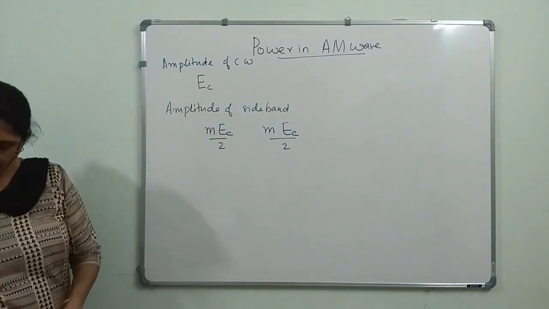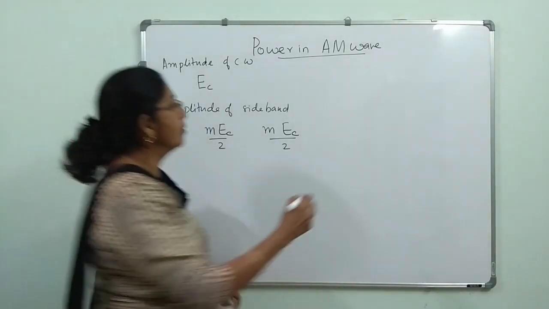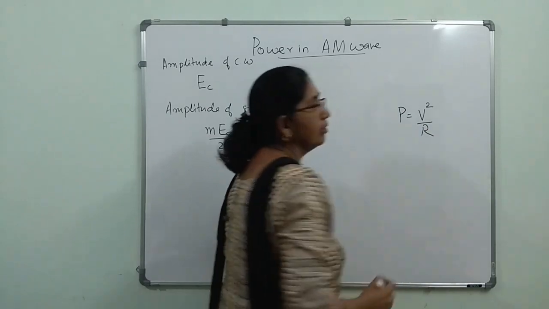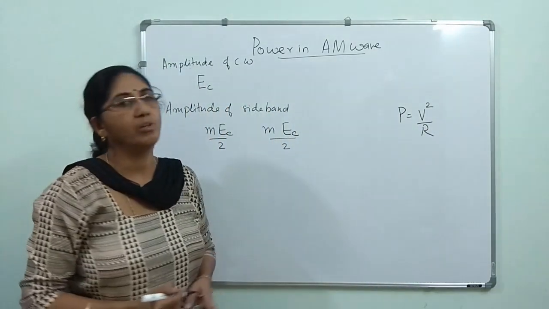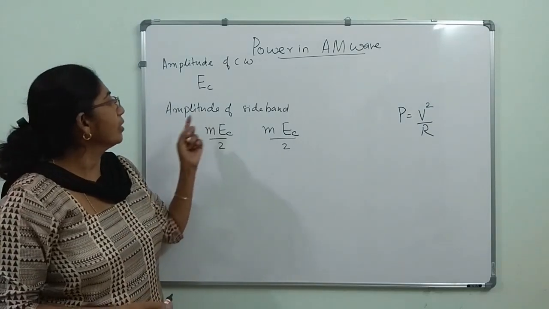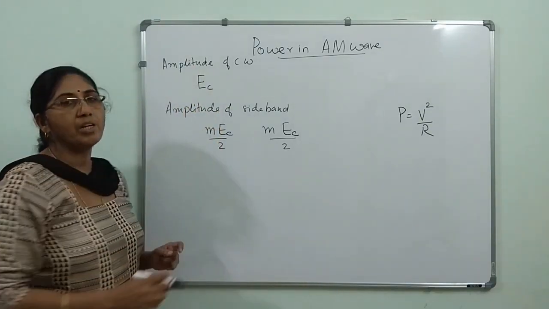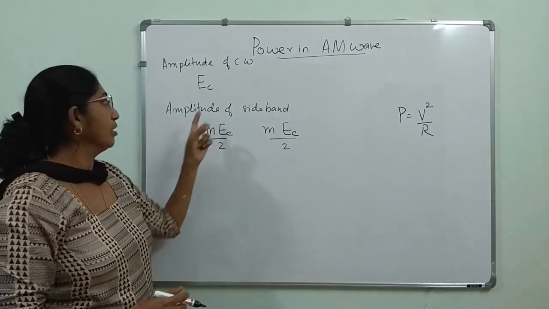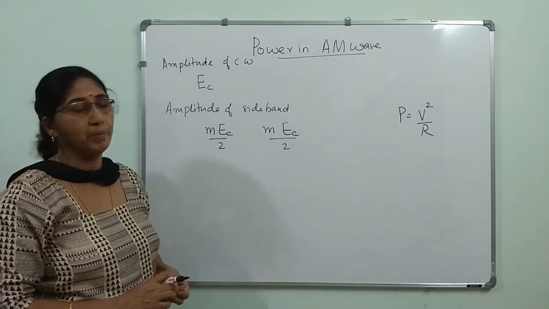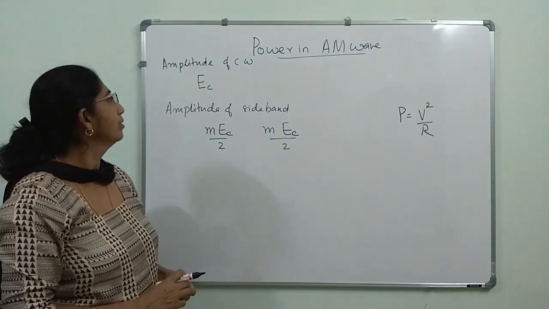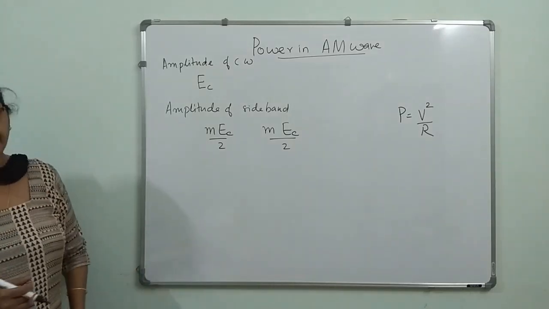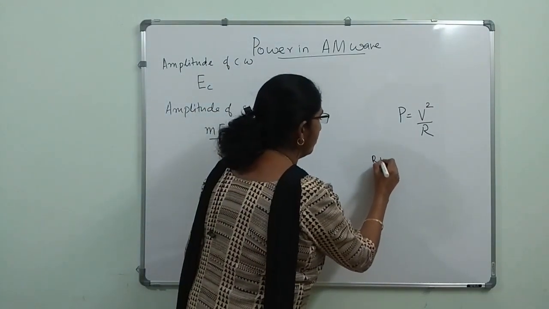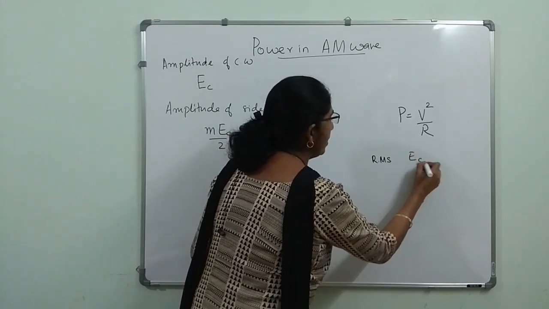So power you calculate as P is equal to V square by R. You know the relation for power, where V is the voltage, R is the resistance. Here this is the voltage amplitude, but we have to consider the RMS voltage, because it's a sinusoidal wave. What is the RMS voltage? Do you remember? If EC is the voltage amplitude, the RMS value will be EC by root 2.